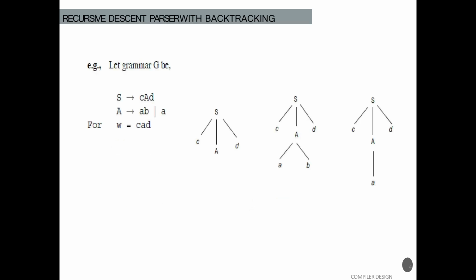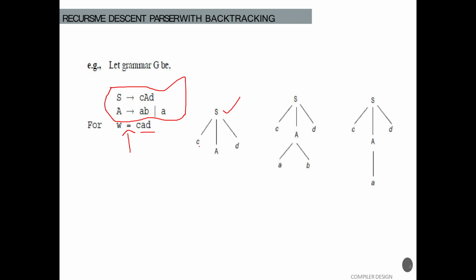Now this is a recursive descent parser with backtracking. Assume that we have the productions S tends to CAD and A tends to AB or A, and the input string is W equals CAD. Now we construct the parse tree from top to bottom, that is, root to the leaves. The root is the start symbol, capital S, which is a non-terminal.